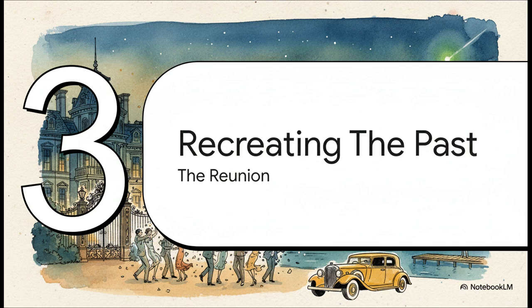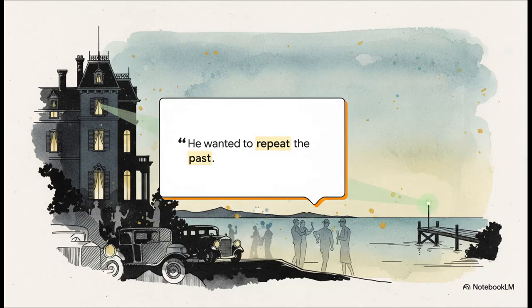Their romance is rekindled, and Gatsby is absolutely convinced he can just wipe the slate clean, erase the last 5 years, and Daisy will leave Tom for him. And this is where we see Gatsby's fatal flaw. Nick says it perfectly. He wanted to repeat the past. Think about how huge that is.